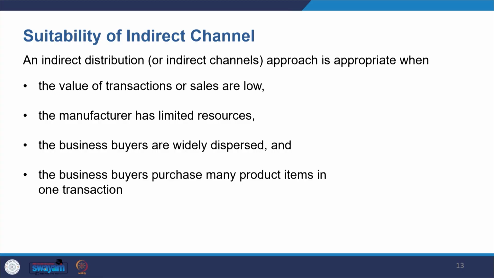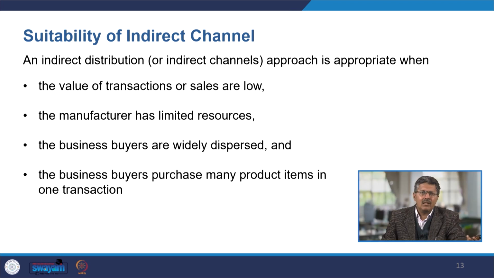So, suitability of indirect channel: it is appropriate when, as we said, the value of transaction or sales is low. That means you generally need to go through an indirect route when the transactions are not of very high volume, right, or low value you can say. Because if it is for a very high value, then the buyer would like to directly reach the manufacturer and maybe negotiate with it to reduce the price or something.